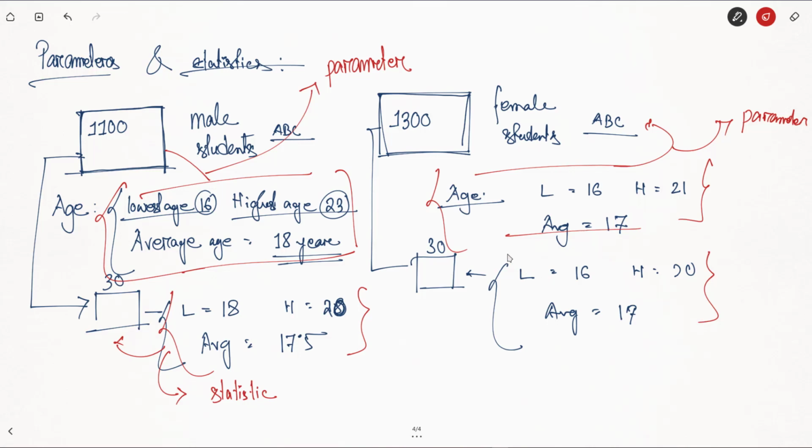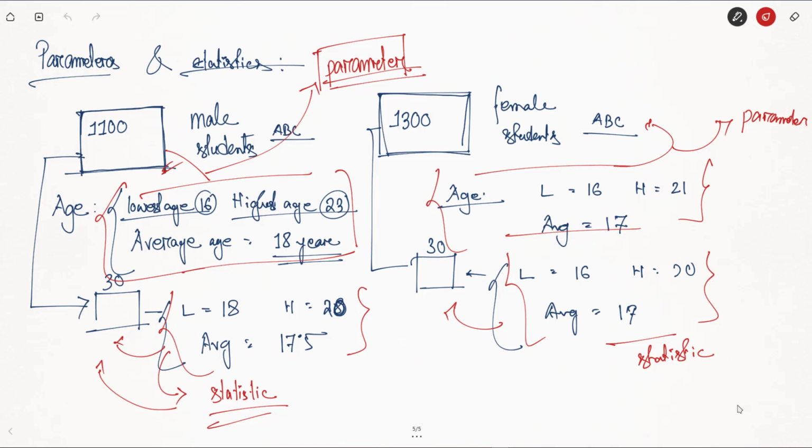right? So this set of information is coming from a smaller group, a sample, so this is why these are called statistics, right? So if I have to summarize, parameters are calculations from a population, statistics are calculations from a sample. That is what you should remember.